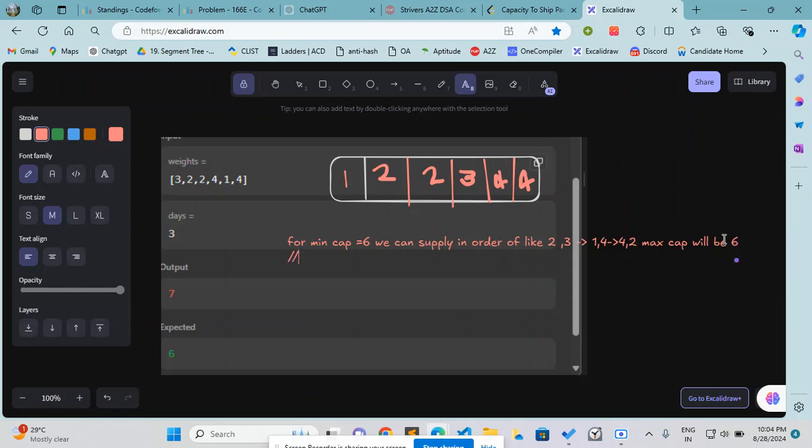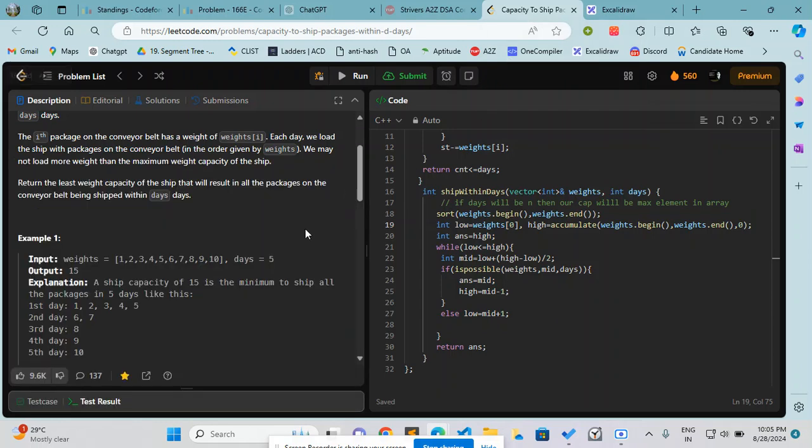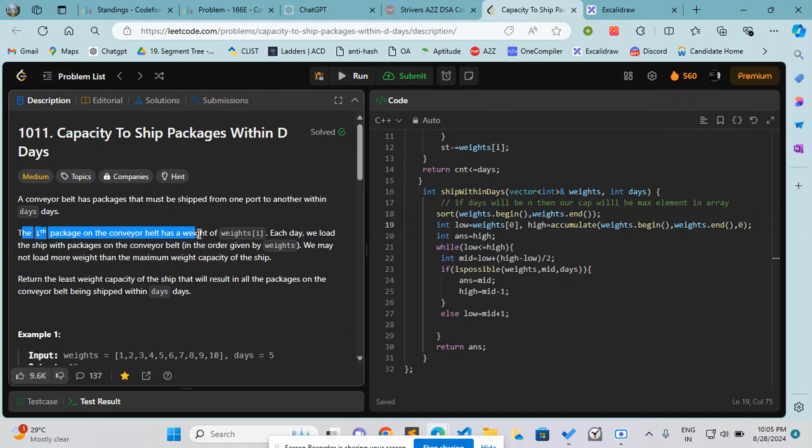So we can take elements from 3 to... Let's check, did we misunderstand the problem or not? Yeah, we are given the weights in order, so we cannot sort. You cannot sort the weights.